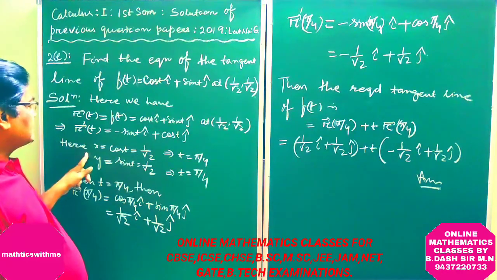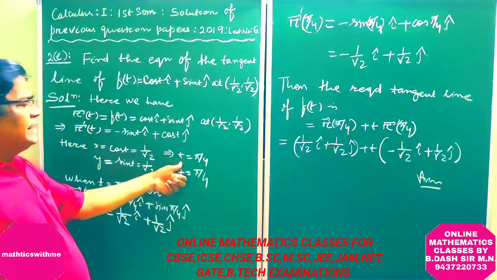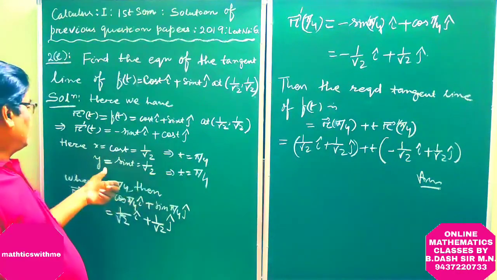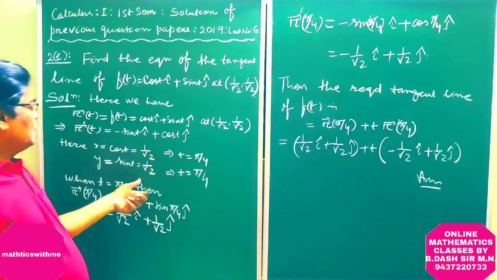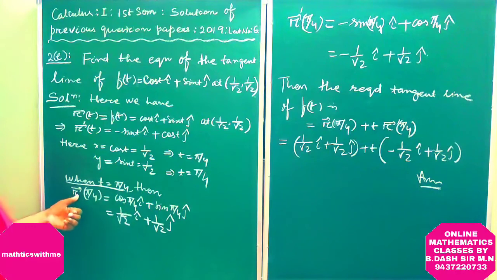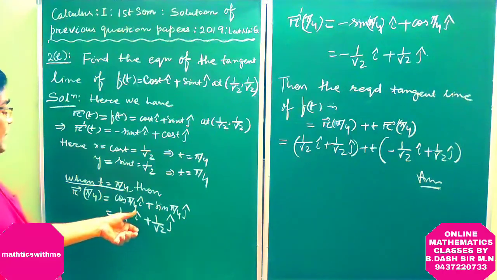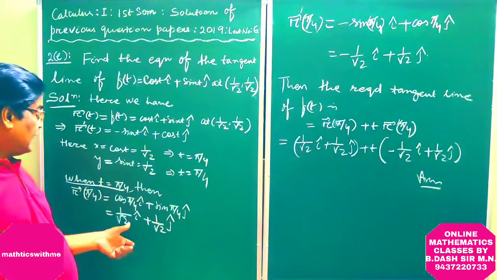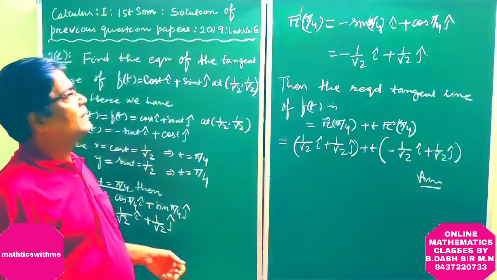So here x = cos t = 1/√2, so this implies t = π/4. y = sin t = 1/√2 implies t = π/4. When t = π/4, then vector r(π/4) = cos(π/4) i cap + sin(π/4) j cap = 1/√2 i cap + 1/√2 j cap.